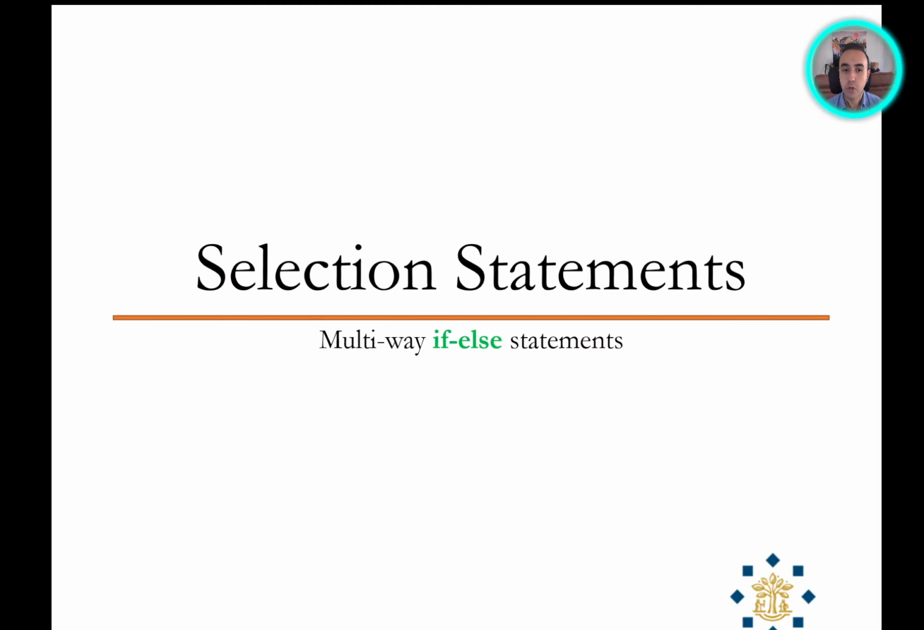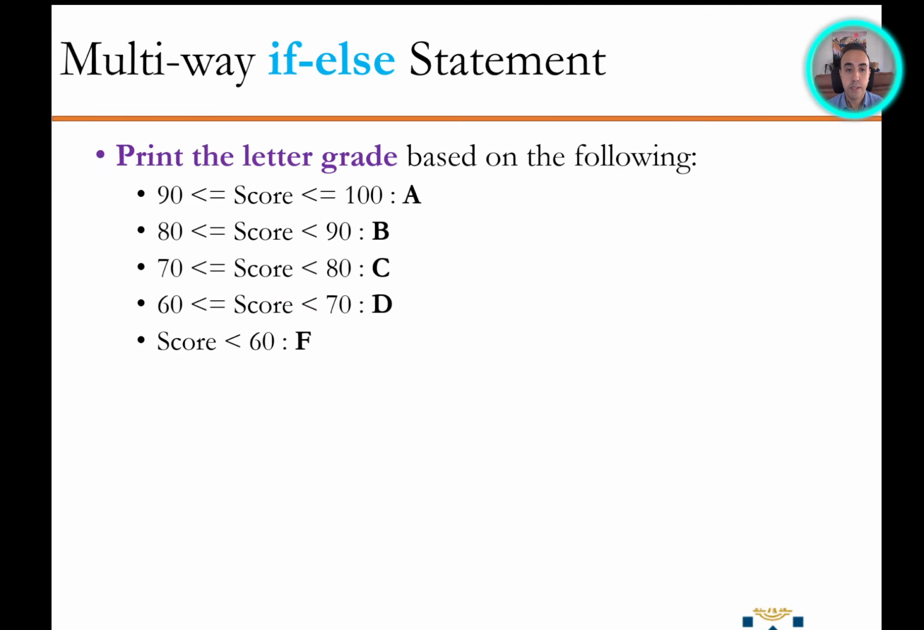This is possible. You can write an if within an if. Also, there is a multi-way if-else statement, which is going to be quite handy, for instance, for printing a letter grade based on your scores. If you have greater than 90, you have an A. Less than 90 but greater than 80, you have a B, then C, D, and an F.